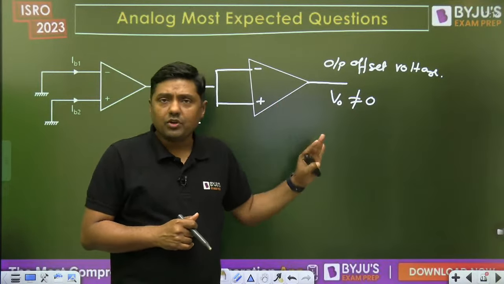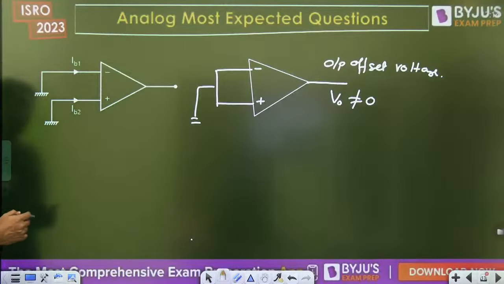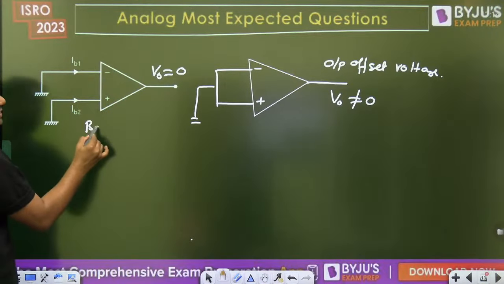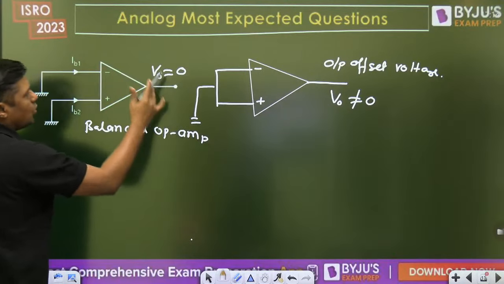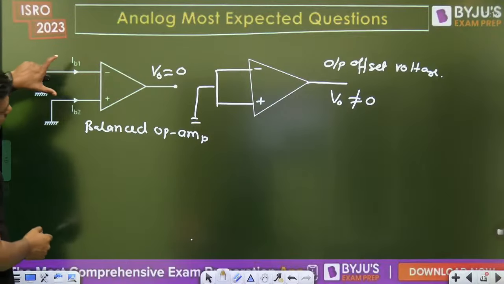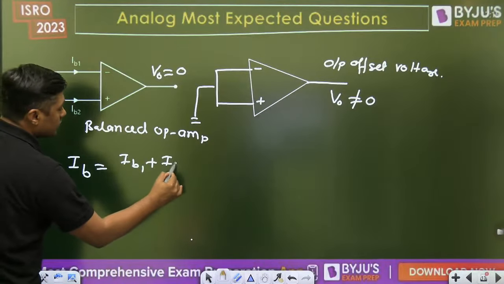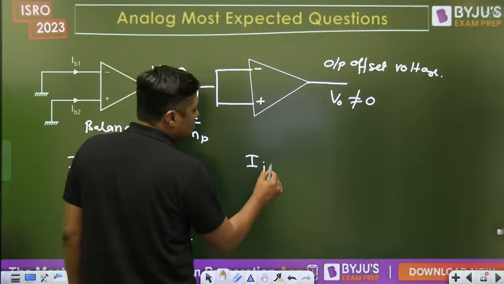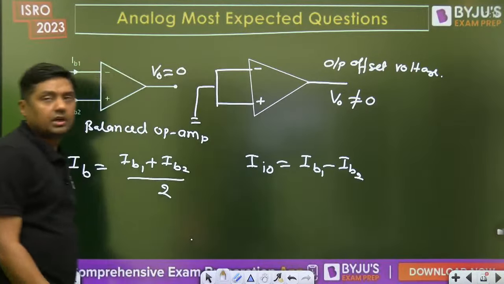That is called unbalanced operational amplifier. Then what we are doing? We are passing separate currents IB1 and IB2. And finally the output will become zero. And that is called balanced operational amplifier, when there is no offset voltage. Now we are passing the two currents IB1 and IB2. The average value of this is called input bias current, and the difference of these two is called input offset current. Input offset current, that is the symbol.